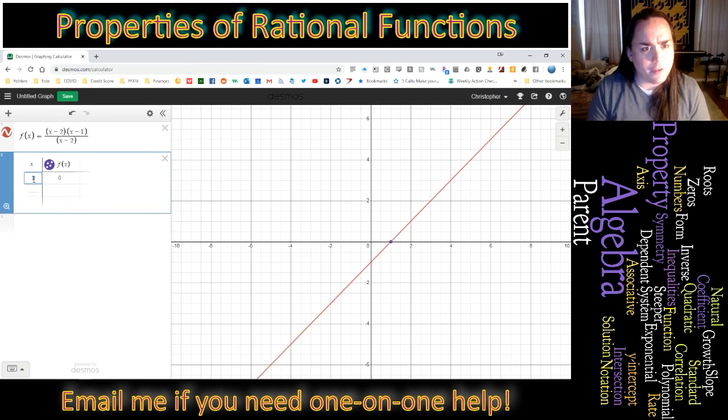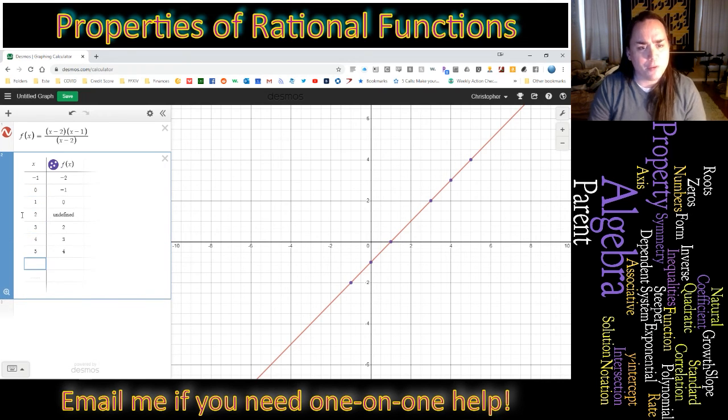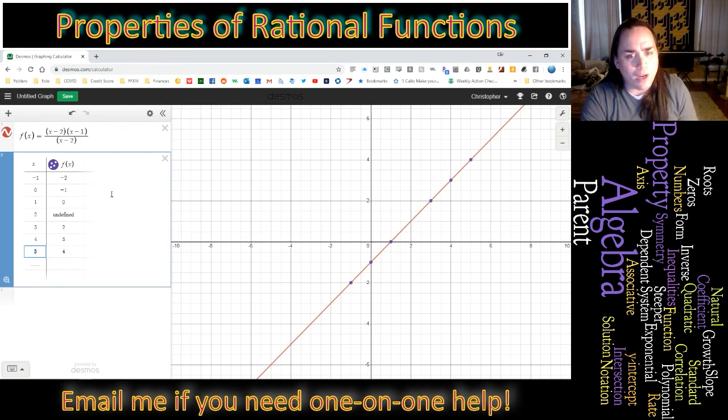And I'll just choose a few values here. So let's say -1, 0, 1, 2, 3, 4, 5. So there's this table. When x is -1, y is -2. I can see that right here. When x is 0, y is -1. I see that right here. All 6 of these points are here. But notice the point that's missing. The point that's missing is when x is 2.